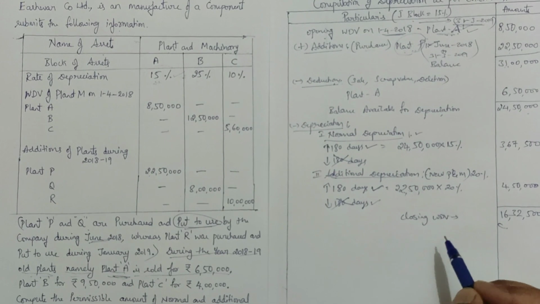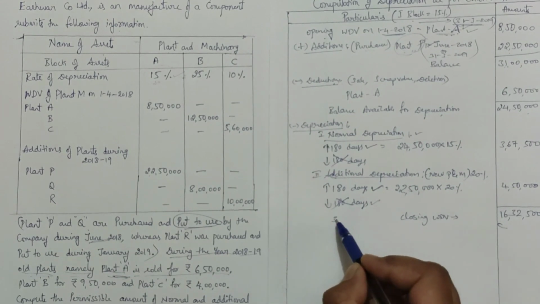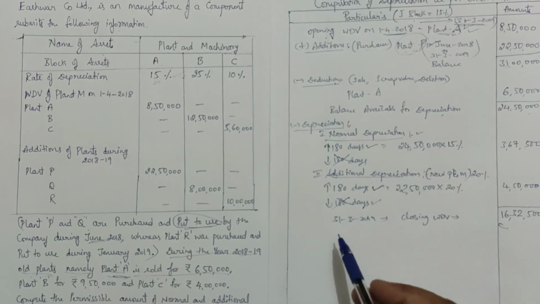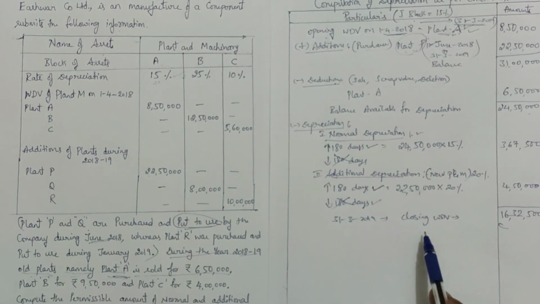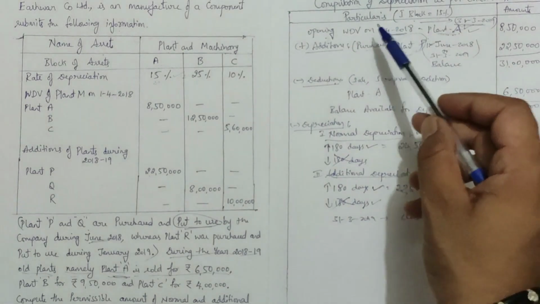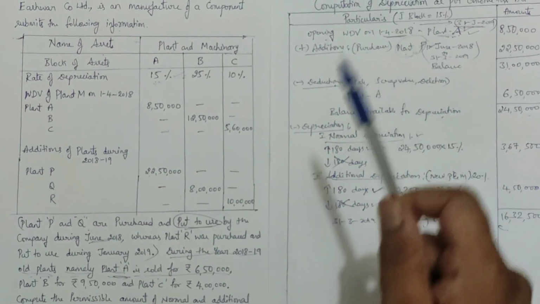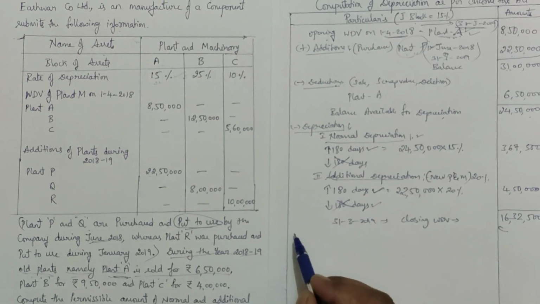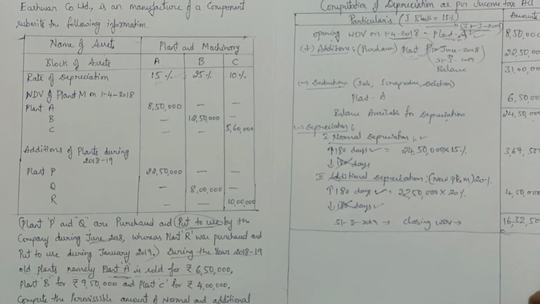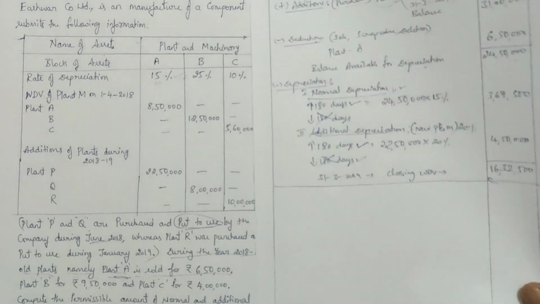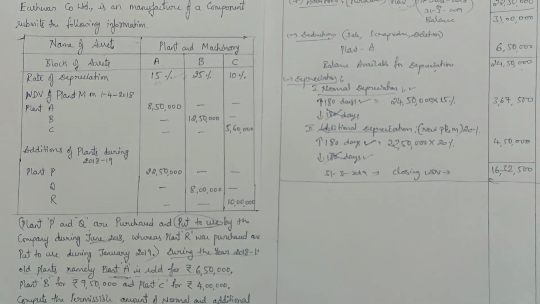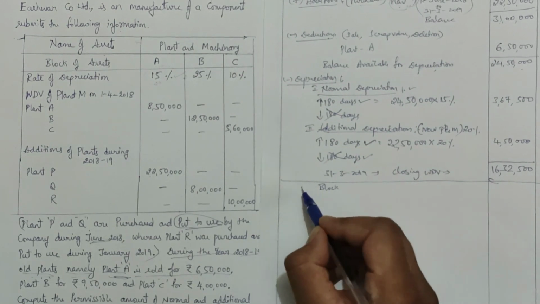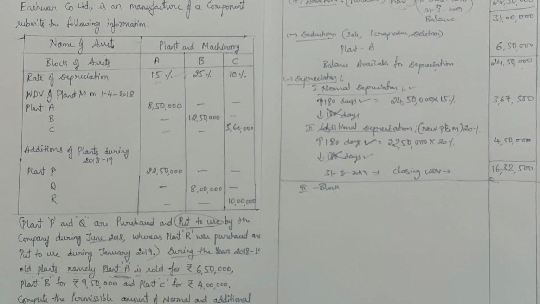So this is the closing written down value of an asset on the last day of the financial year. Clear? So by 31st March 2019, the closing value of plant and machinery from the first block will be 16,32,500. So this is the first block we finished. Clear? So next we will go for block 2. Okay, the second block.